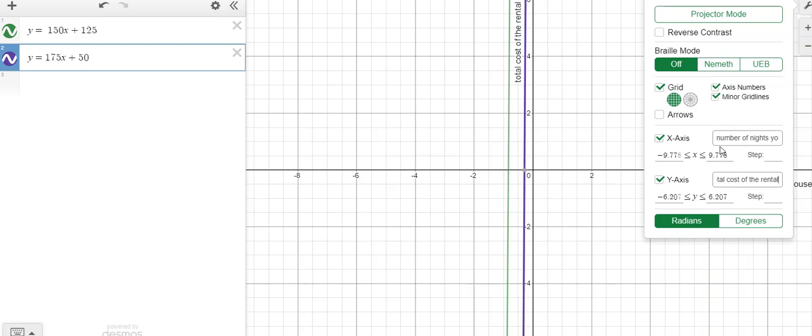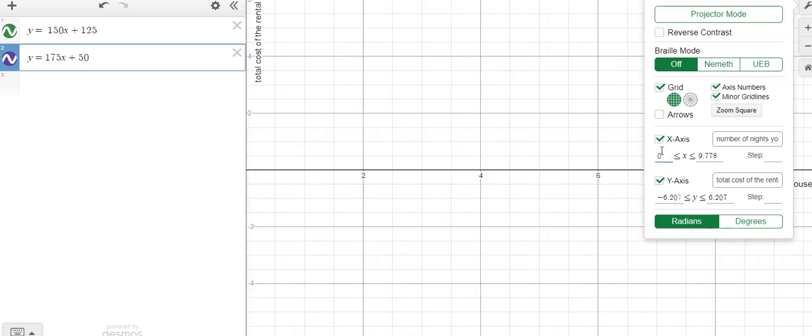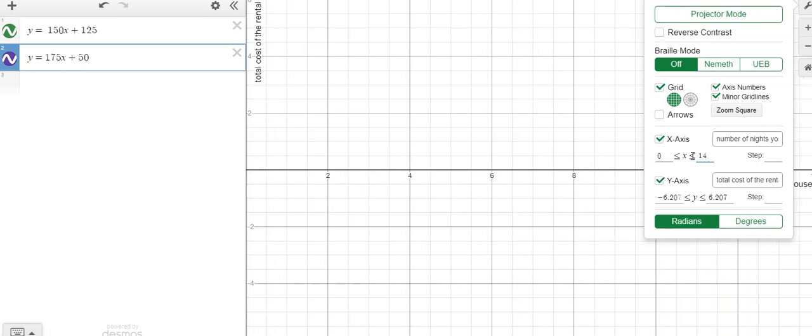Okay, the next thing we have to do is change the x-axis and the y-axis. We've got to change these values. So you've got to look at what x represents: the number of nights you rent the house. Well, I can't rent a house for a negative number of nights, so I've got to start at 0. And then you just want to think logically. I'm going on a family vacation. How long is a normal family vacation? Probably not more than 2 weeks, maybe 3 weeks. So I'll just go up to 14. That seems reasonable to me. The number of nights that I would stay would be somewhere between 0 and 14.